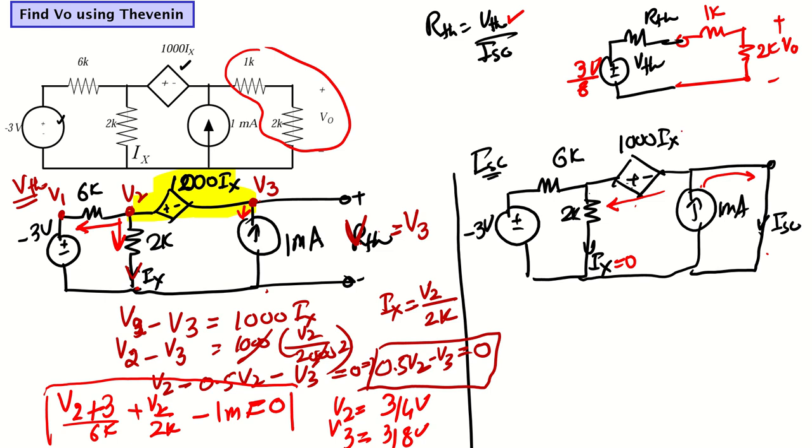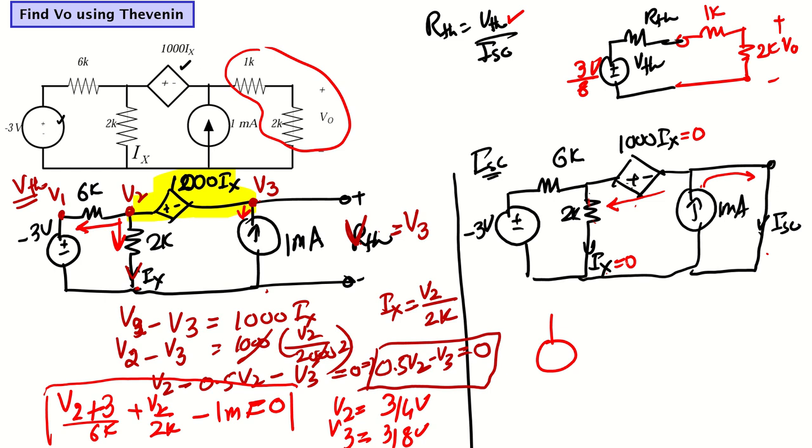So if Ix is 0, this voltage drop here, 1000 times Ix, will be 0, right? So our circuit basically will become more simple. What will our circuit be in that case? This becomes 0, so 0 means no current is flowing here. So this is again a short circuit, because all the current is basically going to the other side. Our circuit will become more simple, and it will basically look like this.